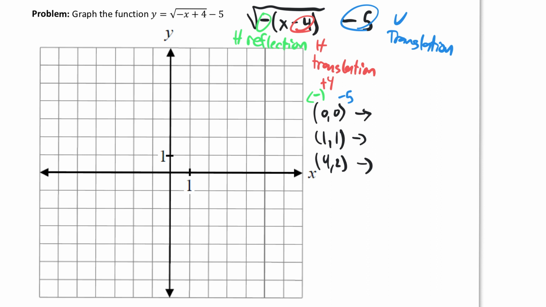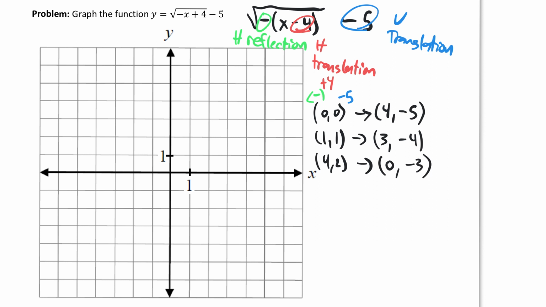So let's go ahead and do that one at a time. Making 0 negative doesn't do anything. Adding 4 moves it up to 4, and down 5. 1 becomes -1. Adding 4 becomes 3. And then 1 minus 5 will be -4. -4 plus 4 will be 0, and we'll have -3.